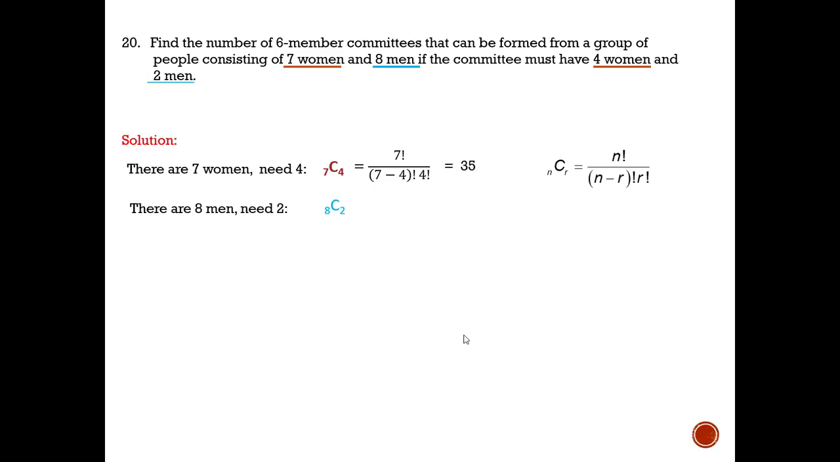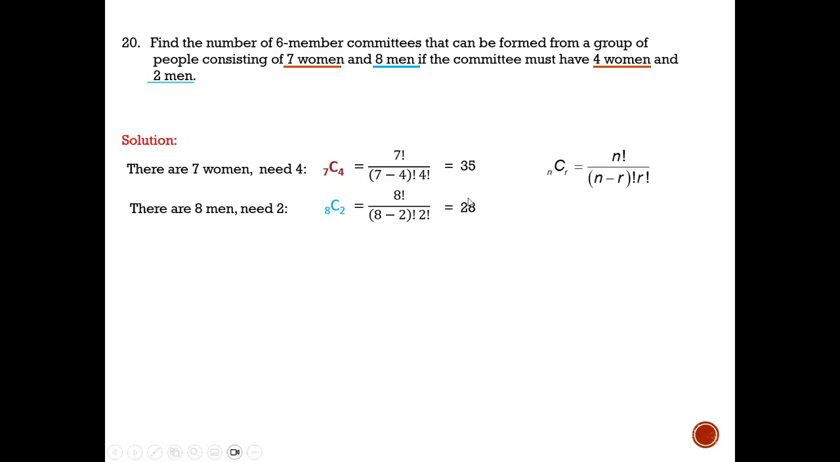If we simplify all that, we get 35. So 35 is the number of ways there are of picking the women. From the 7, how many ways can I pick 4? 35. For picking the men, from 8 I want to choose 2. So I plug the values into the formula appropriately. Simplifying that, I get 28.